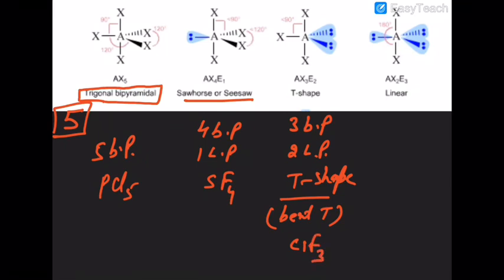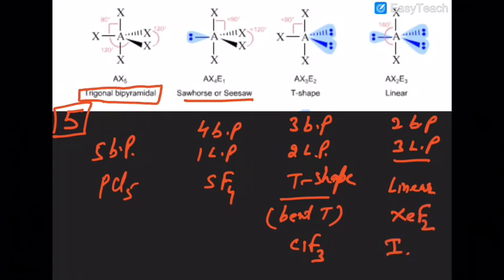If there are 2 bond pairs and 3 lone pairs around the central atom, then there will be a linear shape. The answer is XeF2 or I3 negative. Are you getting that in your mind?